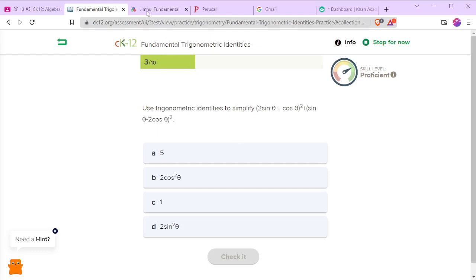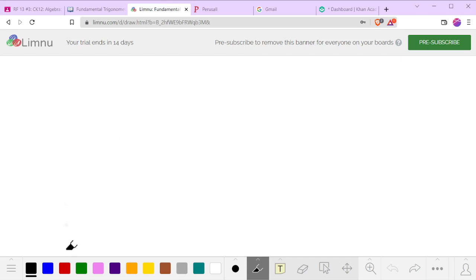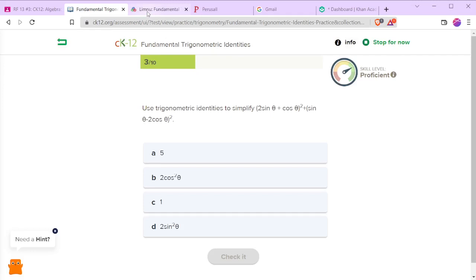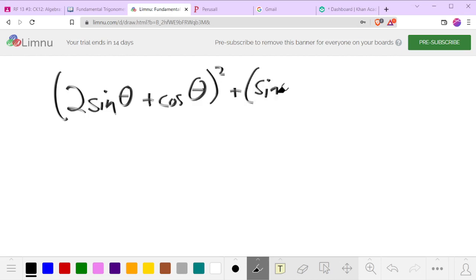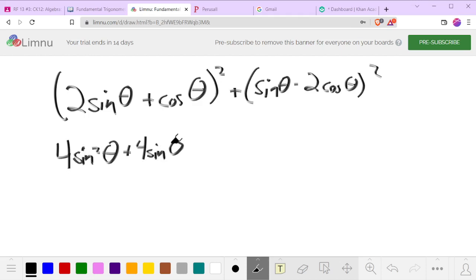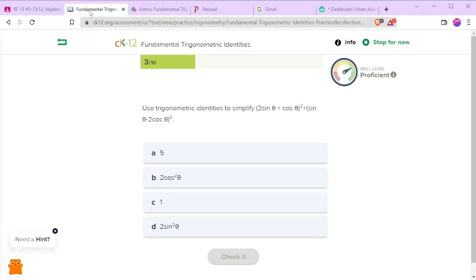So we have 2 sine theta plus cos theta, and 2 sine theta plus cos theta, we're going to square that. And then we have a sine theta minus 2 cos theta squared. We square this, we have a 4 sine squared theta plus 4 sine theta cos theta plus cos squared theta. I just want to double check that these were being added and not subtracted. Yes.